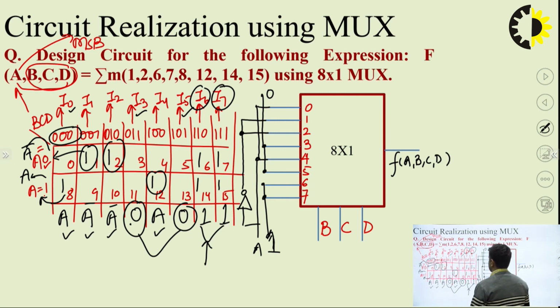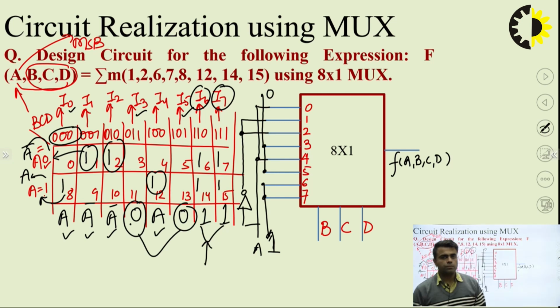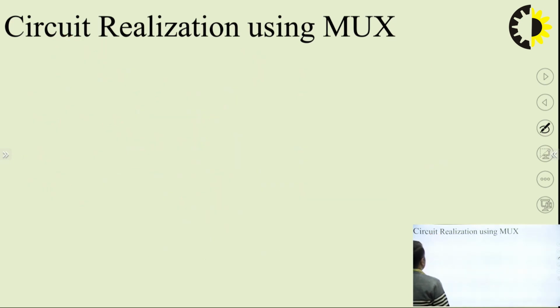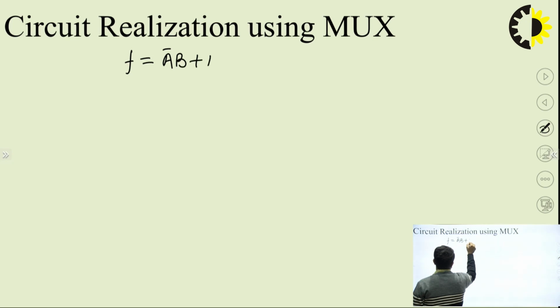Okay. So in this way we can eliminate one of the inputs and proceed with the multiplexer realization using a smaller size MUX as well. Okay. So in this way we can realize expressions using multiplexer. Similarly, you can take any other question as well. You can take an expression F is equal to A bar B plus B bar C, and you have to realize this using 8 cross 1 or 4 cross 1.